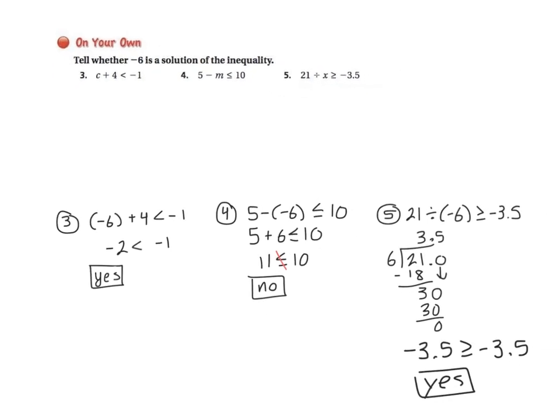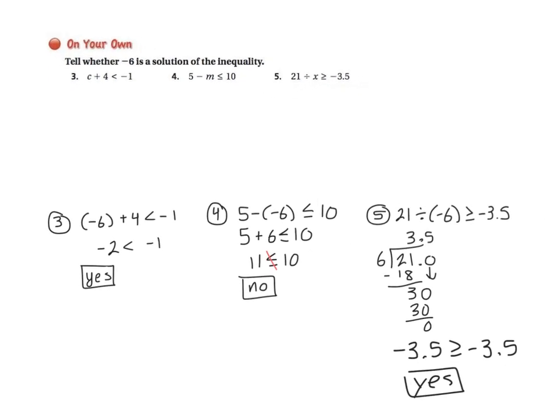Okay, let's check your work. So you need to be careful with your substitution, especially for number 4. But let's start with number 3. -6 plus 4 is -2, and -2 is less than -1, so it is a solution. Now here when I substitute -6, remember, I would like you to rewrite this as 5 plus 6. 5 minus -6 just means 5 plus 6. So 11 is not less than or equal to 10, so -6 is not a solution there.